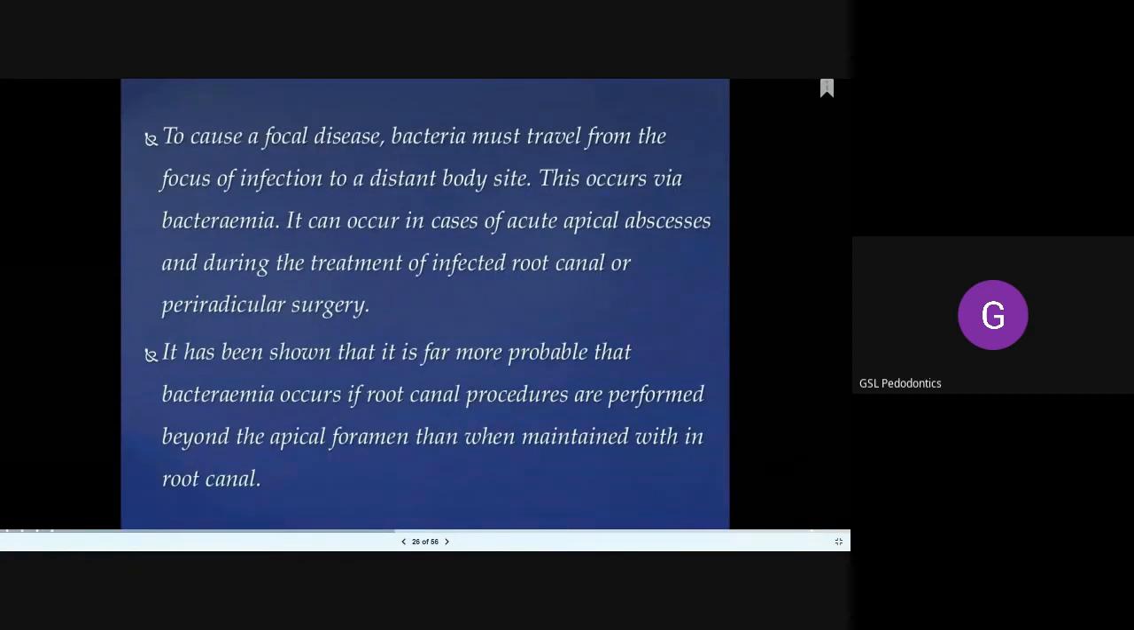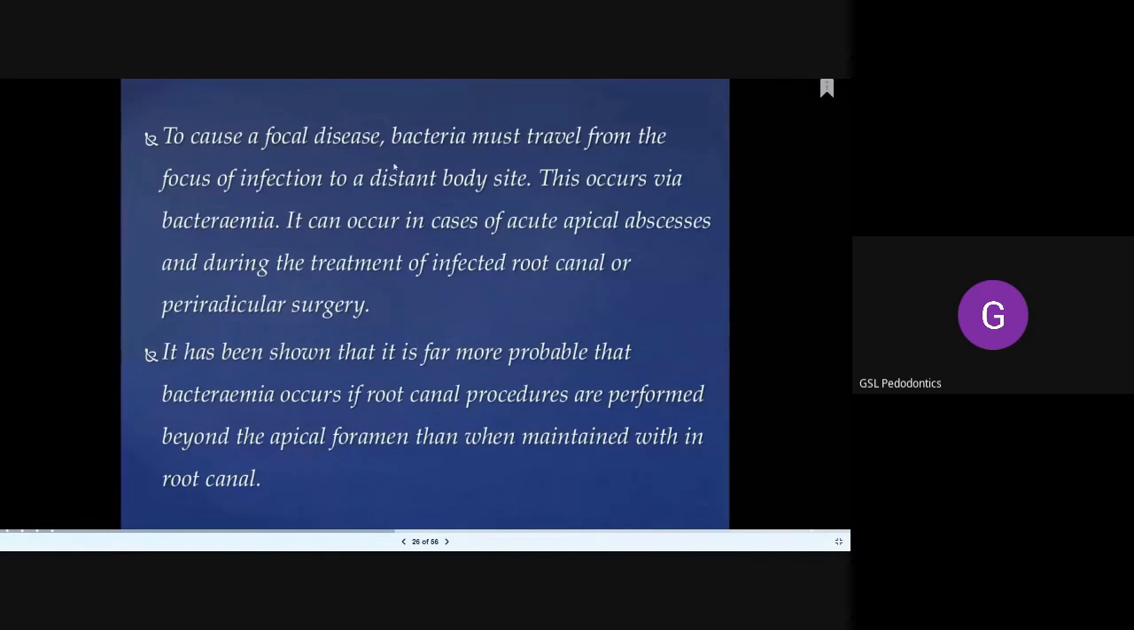So to cause the focal disease, like to cause a disseminated spread of the bacteria, they must travel from this focus, that is the center part, to a distant body site. So how will they travel? They will travel through the bloodstream. While traveling, they cause bacteremia, that is the presence of bacteria in the blood.